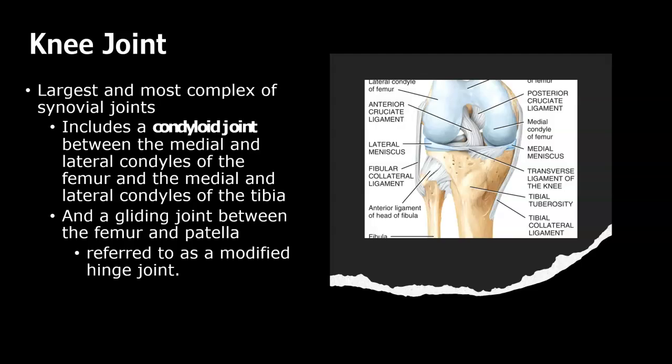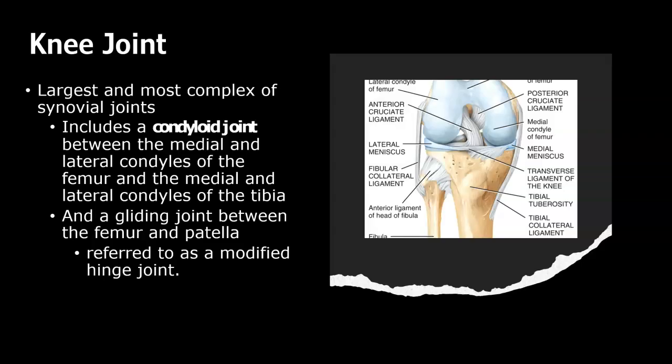Now, with this knee joint, the largest and most complex synovial joint, it's going to include what's called a condyloid joint. That's going to be between the medial and lateral condyles of the femur and the medial and lateral condyles of the tibia. And it's going to help to create a gliding joint between the femur and the patella. It's often referred to as a modified hinge joint because of this.